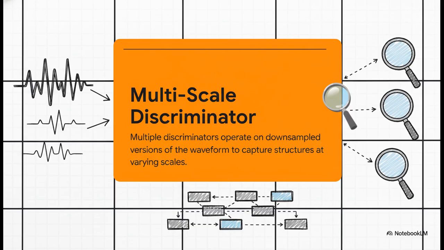So what is this multi-scale discriminator, or MSD? Well, instead of having just one critic trying to spot the fake, GAN basically hired a team of them. You had one discriminator looking at the audio at its original quality, another looking at a slightly blurrier, downsampled version, and a third looking at an even blurrier one. It's like having critics listening for different things, one for the tiny details, another for the overall flow. This let the model catch imperfections at all kinds of different timescales.